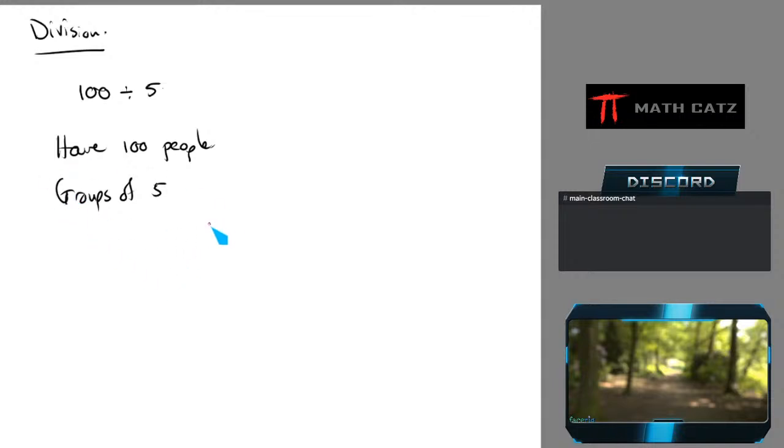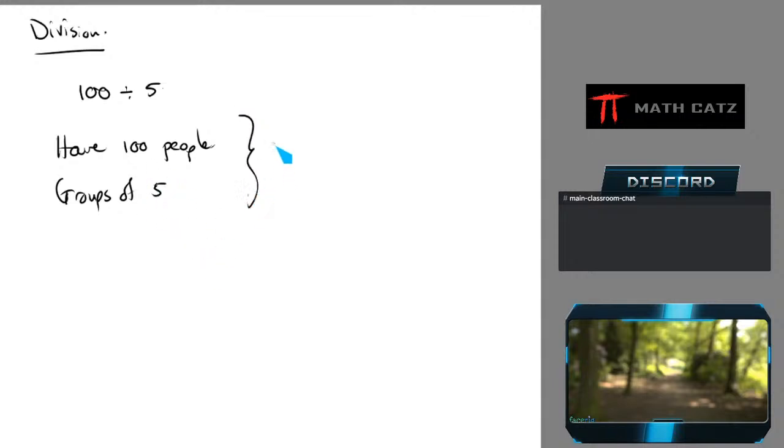So as I look at the 100 people, they might be walking around and be mixed up, but I know that if I see red shirts, there are 5 red shirts. There are 5 blue shirts. There are 5 green shirts. There are groups of 5 everywhere.